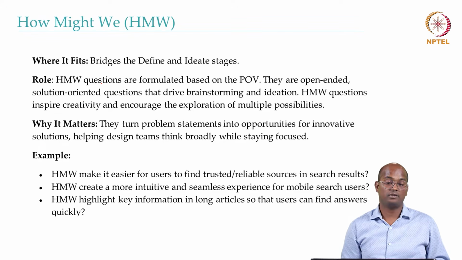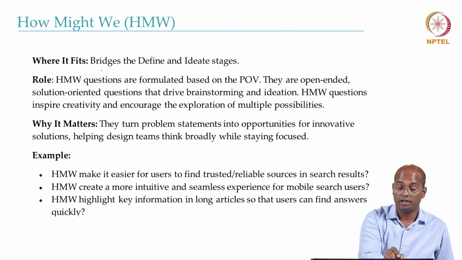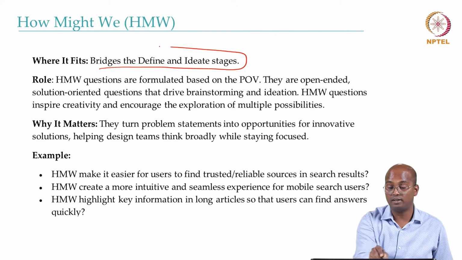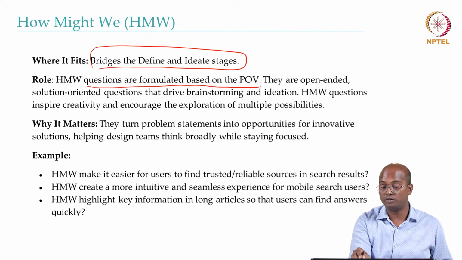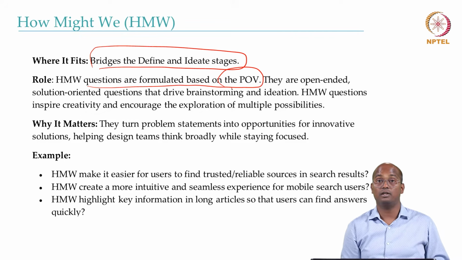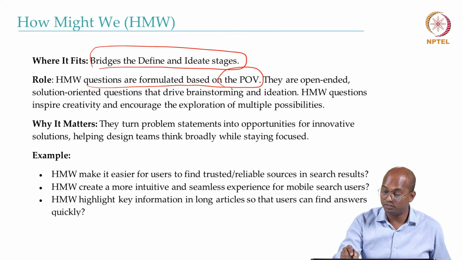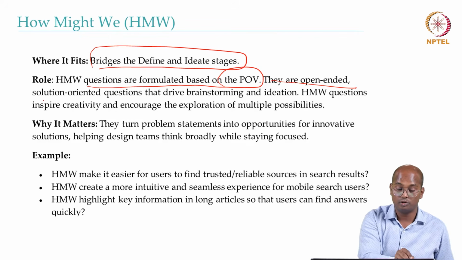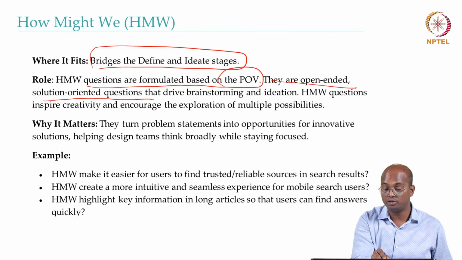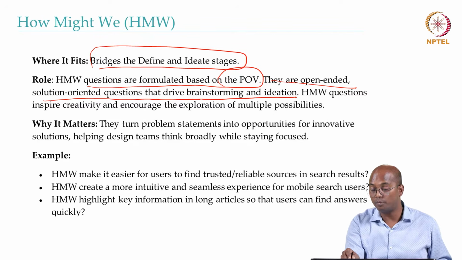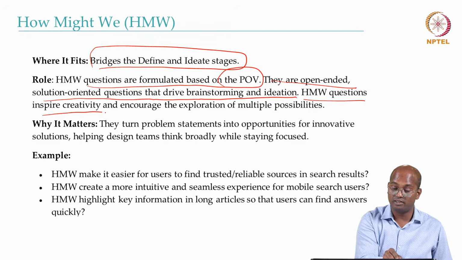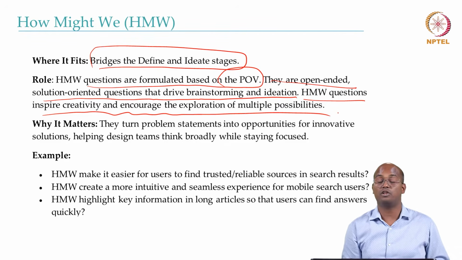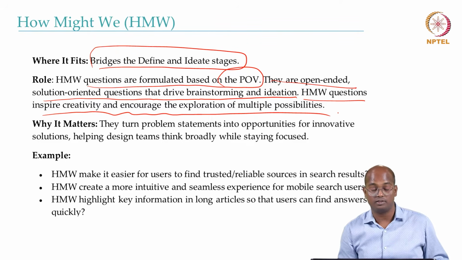So the next is How Might We? We discussed it. It bridges the define and ideate stage. How Might We questions are formulated based on the point of view that we have just defined in the previous stage. They are open-ended, solution-oriented questions that drive brainstorming and ideation. How Might We questions inspire creativity and encourage the exploration of multiple possibilities.